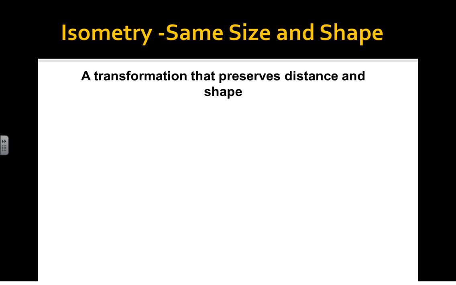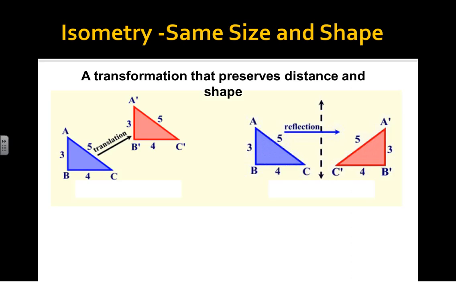Isometry. So an isometry means the size and the shape stay the same. So for instance, a reflection and a translation, the size and the shape are still the same. Nothing, I'm still 3, 4, 5, 3, 4, 5. It's still a triangle in both cases, etc. A rotation is also an isometry. Okay. Now there's something called a direct isometry and an opposite isometry.